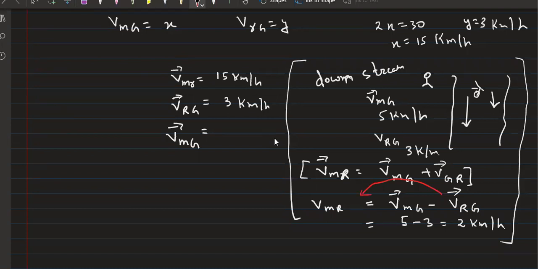So it will be velocity of man with respect to river plus velocity of river with respect to ground. Yes or no? See this term? Are you getting this concept? See this: man with respect to river, river with respect to ground.